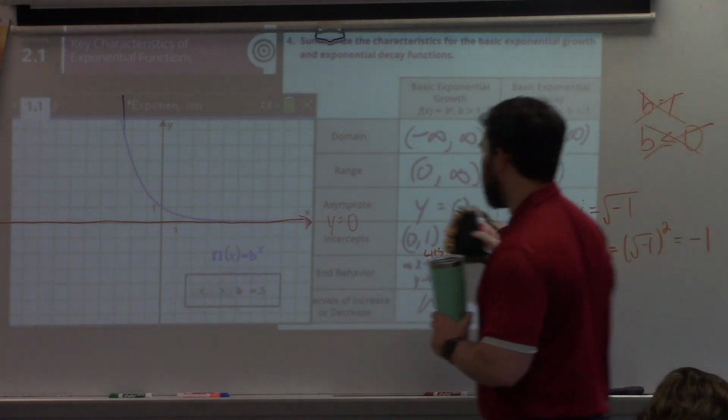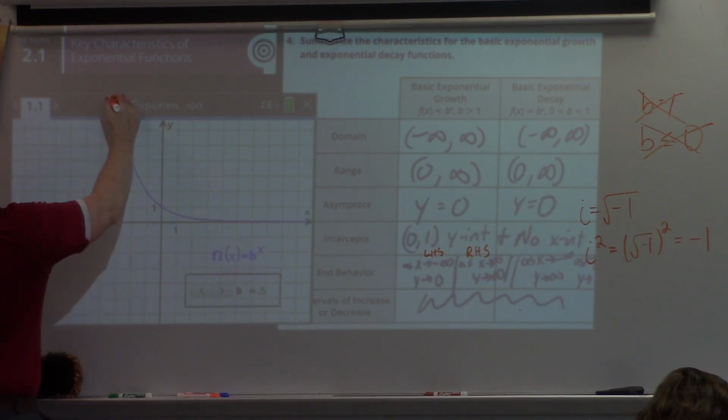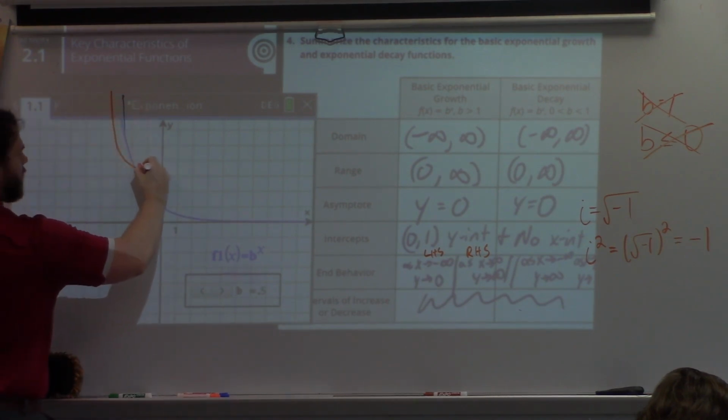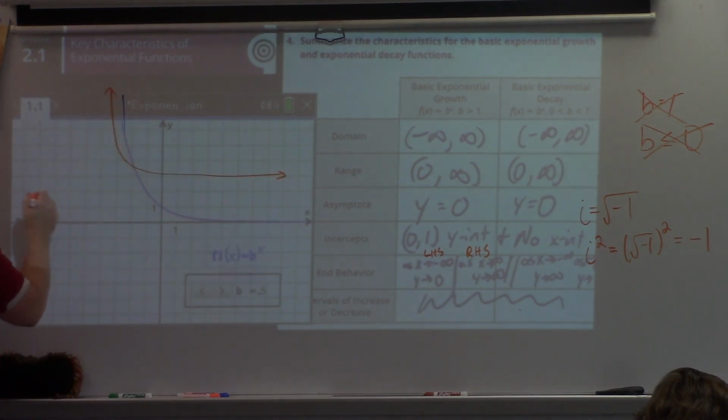Last thing I do want to point out, let's say that my exponential curve looks like this. Does anyone know what the asymptote would be here? Is it still y equals 0? y equals 3. It would be 3? It wouldn't be 3? Why do you think it's 3? Jose?